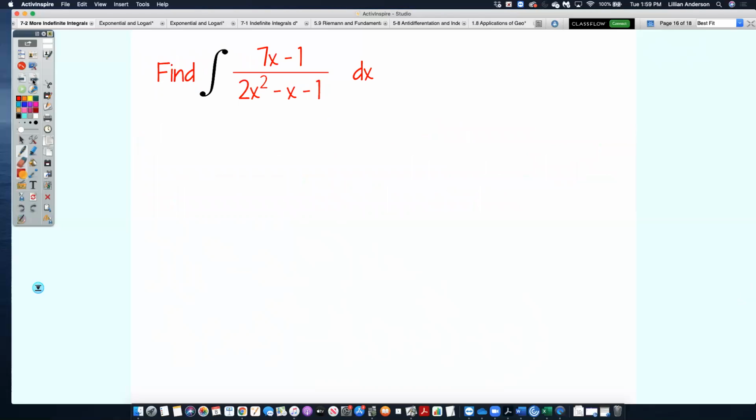Here's an example. We're going to take the antiderivative of 7x minus 1 over 2x squared minus x minus 1.